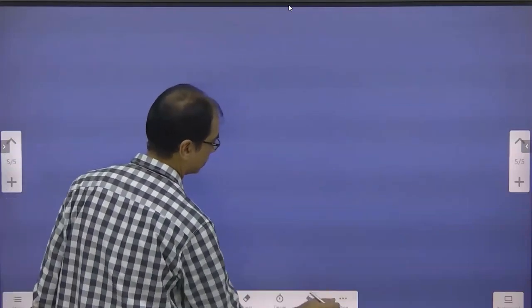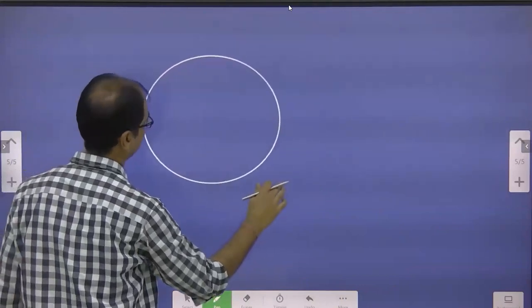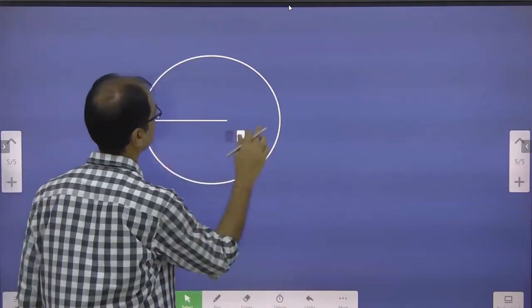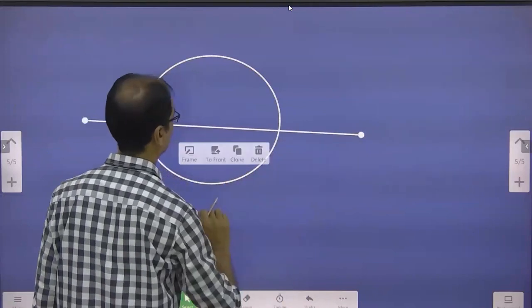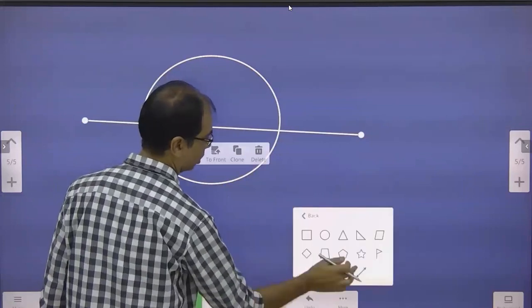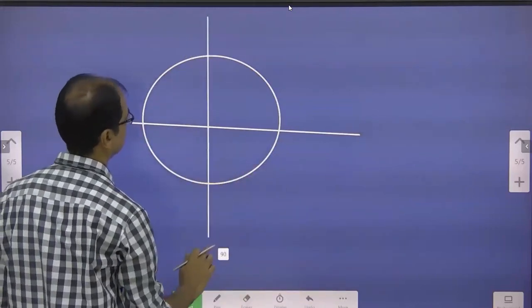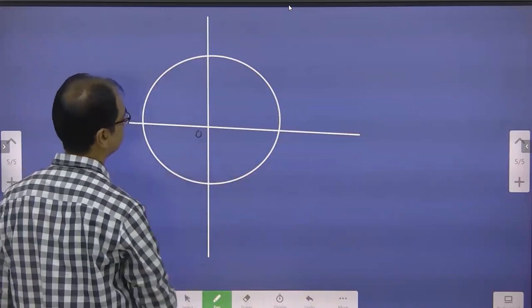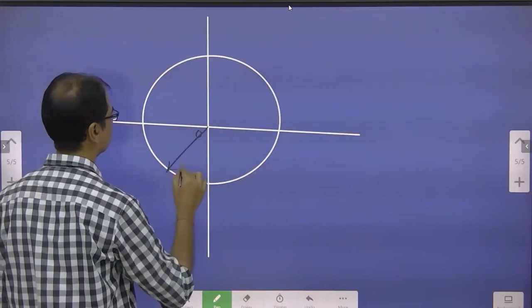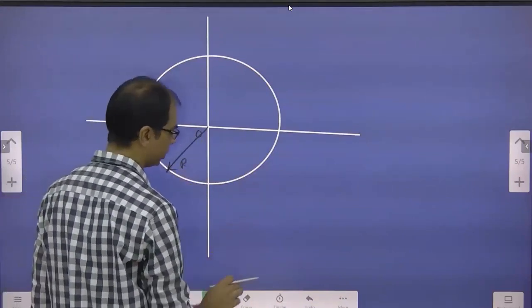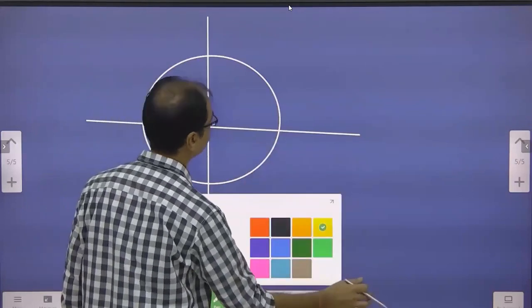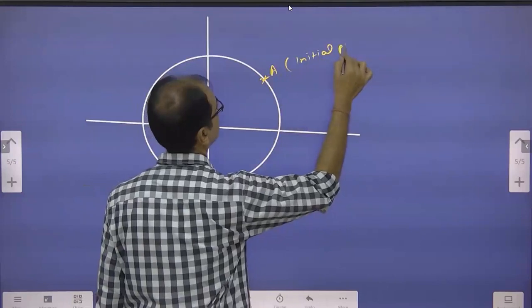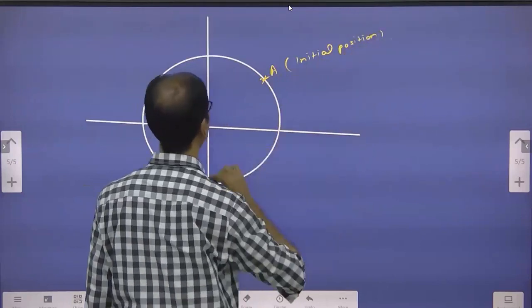I'm making the same diagram instead of deleting that over there. So a circle for us, and diameters. This point we said is O. Radius is R. Now, what I'm going to do is, the initial position of the particle I'm not taking here. I'm saying the initial position of the particle is here. This is the initial position.